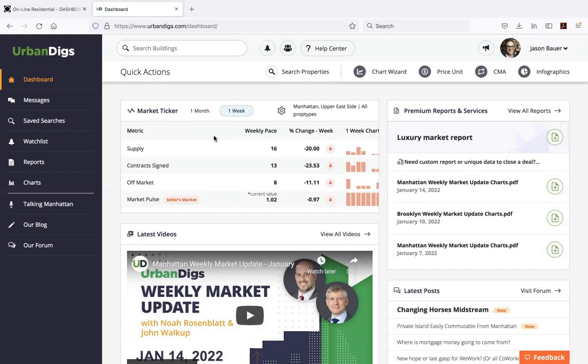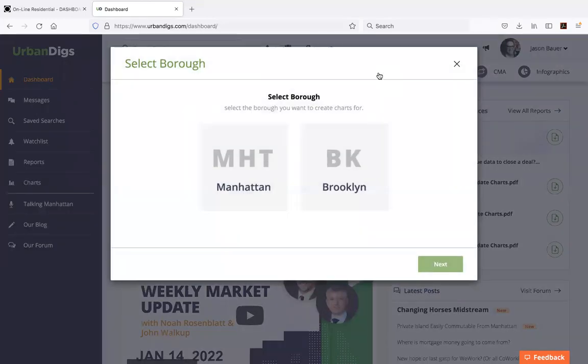So again, this market ticker can just really give you a sense of what's happening in the market at a quick glance. The other thing that you can do here in Urban Digs, and there's a couple of them, is look at charts, right? And these charts are customizable for you or for a potential buyer or seller that you're working with to give them a sense of what's going on.